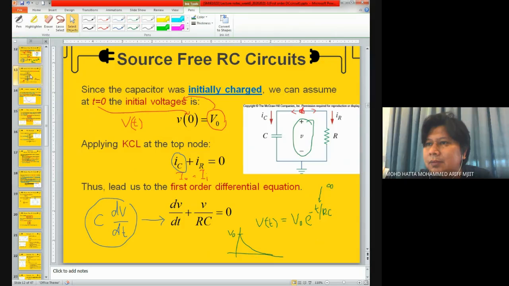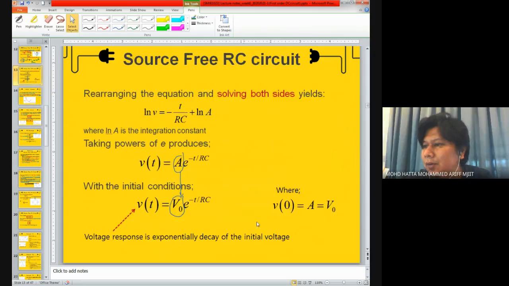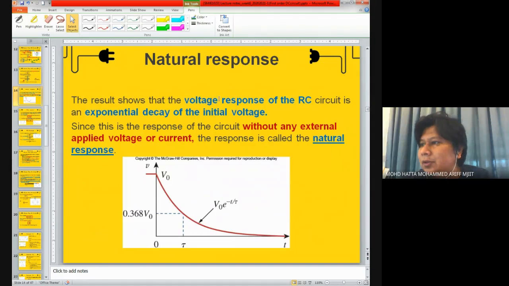All right, we already finished over here. The results show that the voltage response of the RC circuit is an exponential decay of the initial voltage. Since this is the response of the circuit without any external voltage or current, the response is called a natural response. I think I already mentioned this statement just now. It is an exponential decay of the voltage response across the capacitor that we've seen in circuit earlier. And here is something also new: tau, known as the time constant, given by the product of the resistor and capacitor values, R times C.